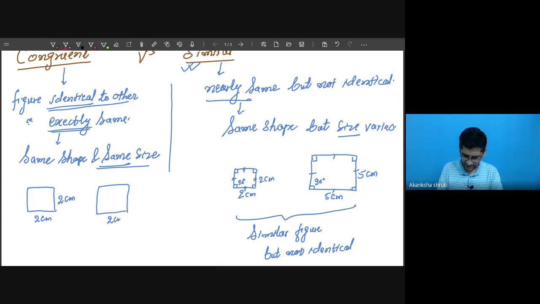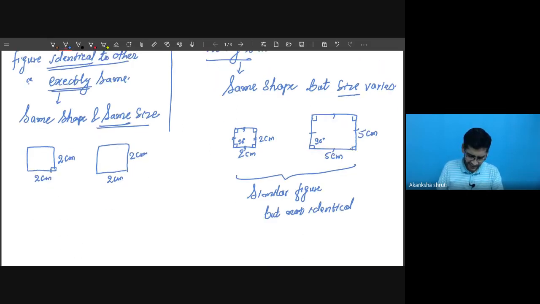This is also 2 centimeter, 2 centimeter. So they have similar shape, but also it is not only the similar shape and same size also. That's why they are identical.